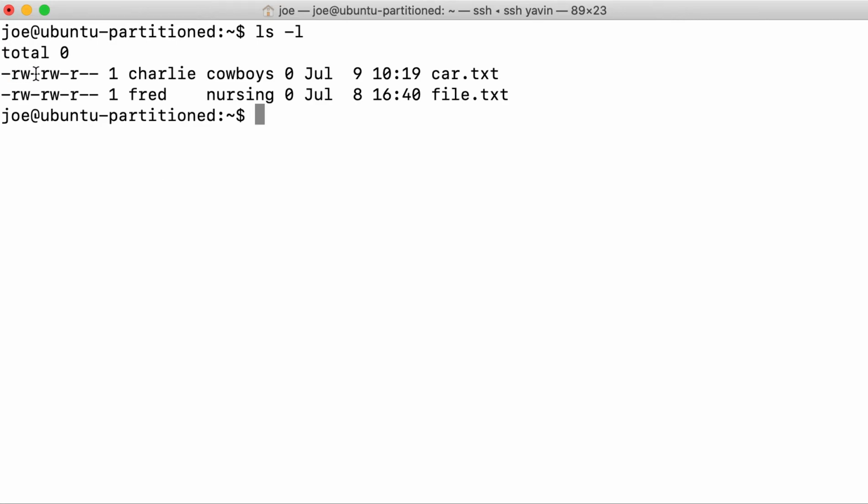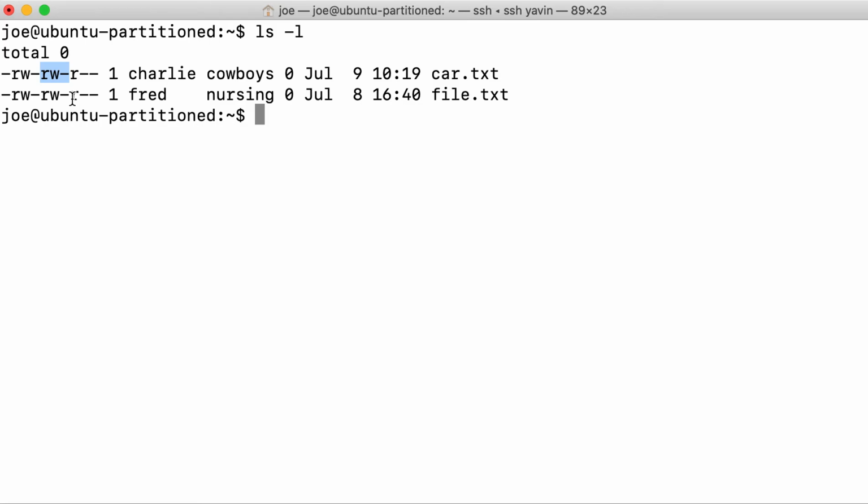So basically we can break them up in groups of 3. Those first 3 characters are representative of what the user can do. So the user can read and write. And as you look over in this next column, you can see that Charlie is the user. So Charlie can read and write to the file, meaning he can view the contents of the file, he can change the contents of the file. The next 3 characters are representative of what the group can do. The group is Cowboys, as indicated in this column. So anyone that's a member of the Cowboys group could read and write the file as well.